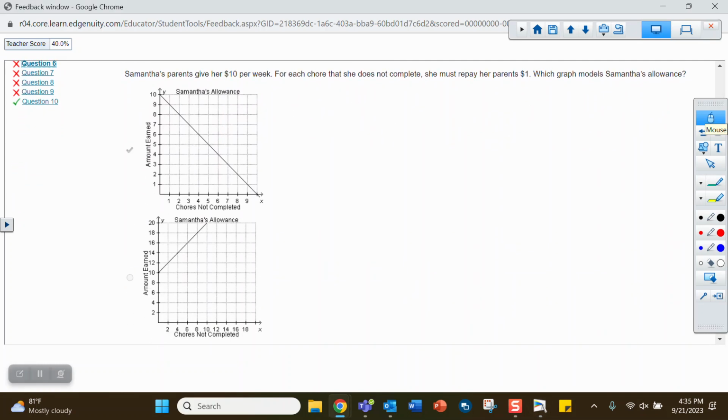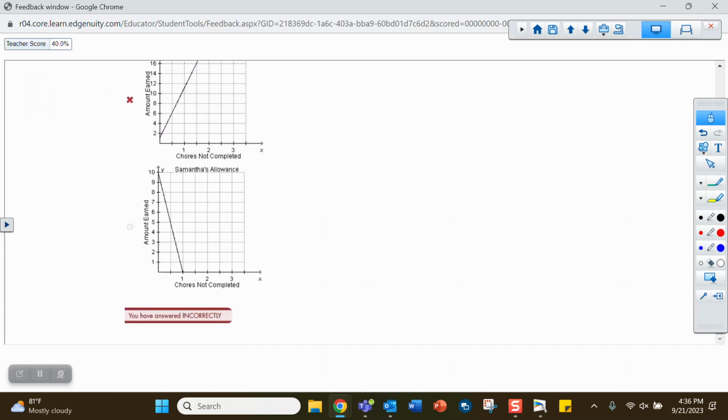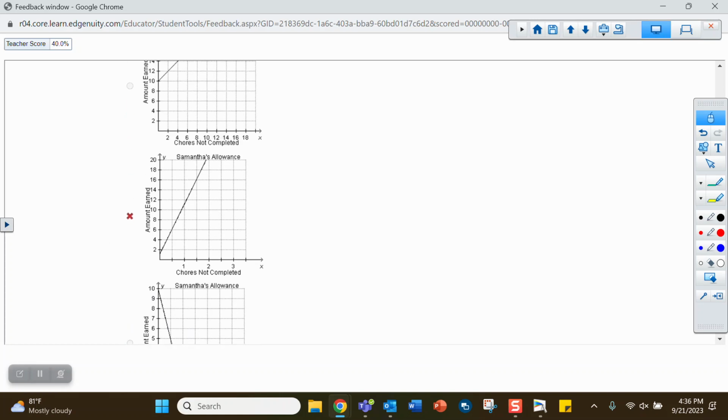Samantha's parents give her $10 per week. For each chore that she does not complete, she must repay her parents $1. Which graph models Samantha's allowance? So $10 a week, and she's giving parents money back. So that means she's losing money. So that would have a negative slope. So it's not the second graph, that has positive slope. This has positive slope. This one has negative slope.